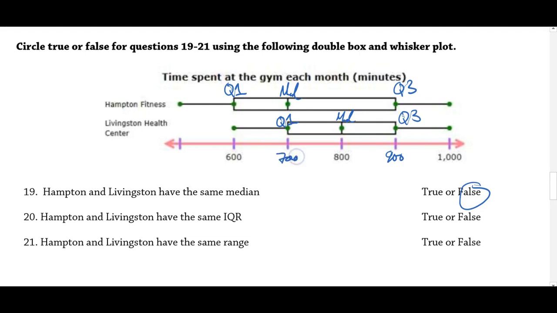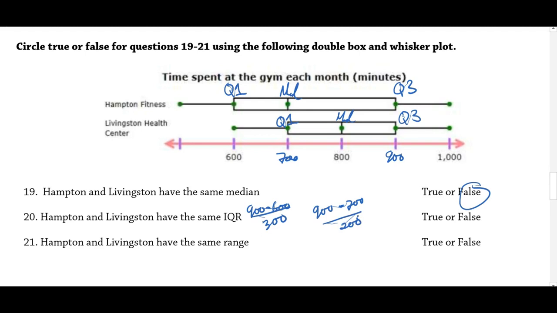So if I want to calculate my IQR, so Q3 minus Q1 for the top one there, that'd be 900 minus 600. So that's going to give me 300. Then on the bottom one, I would be doing 900 minus 700, which would give me 200.